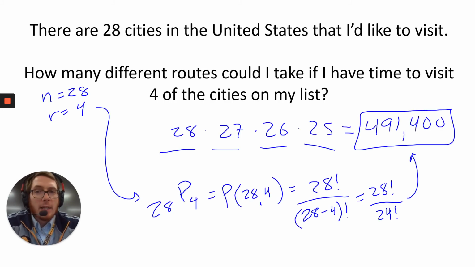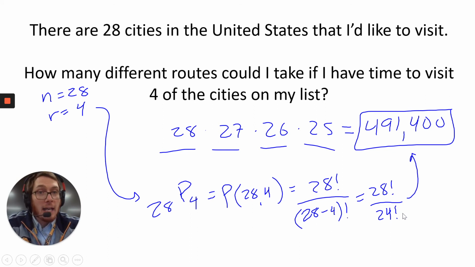So let's go back to the 28 cities question. Okay, we already know the answer should be this 491,400 number. I have 28 cities that are there. I'm choosing or picking 4 of them. So that's n and r. I can write that 28 permutation 4, or P for permutation of 28 comma 4, and that's represented by 28 factorial over 28 minus 4 factorial.